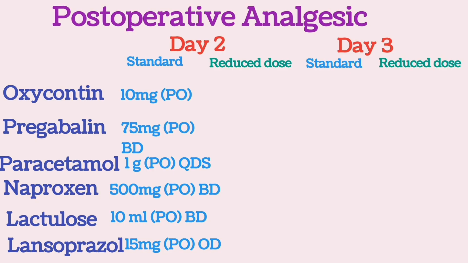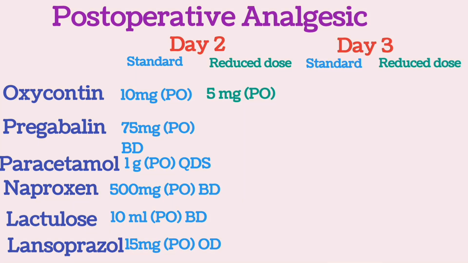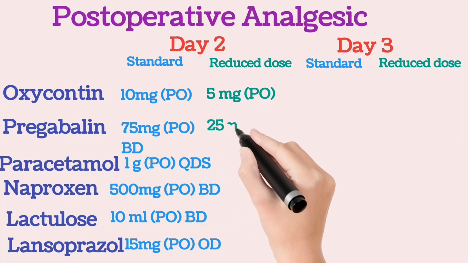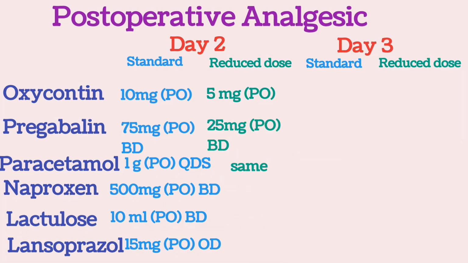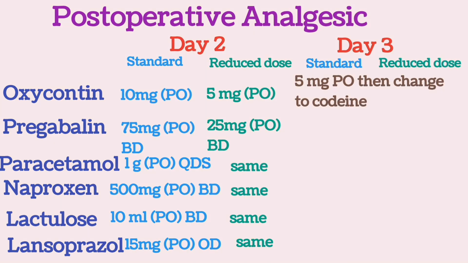For the reduced dose protocol, oxycodone dose is 5 mg per oral OD and pregabalin 25 mg per oral BD. Other drugs will be the same as the standard protocol. On the third postoperative day, oxycodone should be given 5 mg per oral. Then the dose will be replaced with codeine phosphate 30 to 60 mg per oral QDS. That would be the same for the reduced dose protocol also.